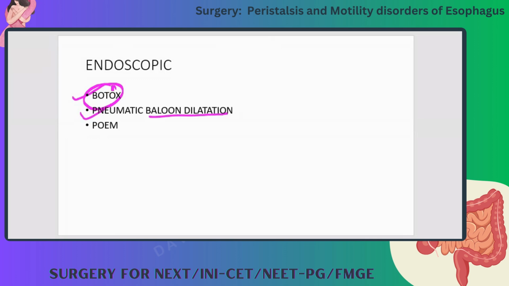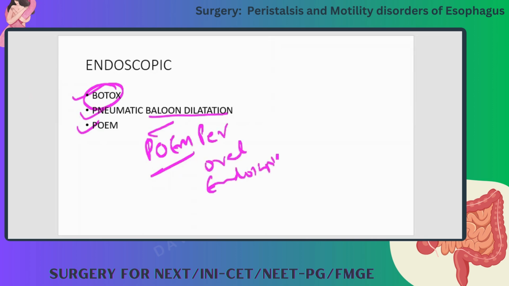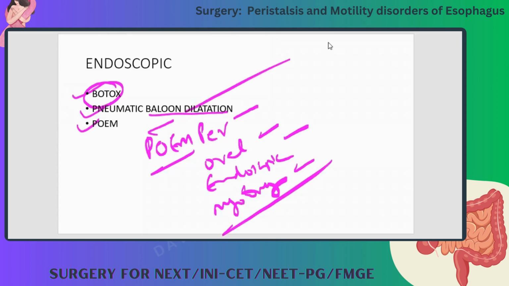You can do a balloon dilatation, pneumatic balloon dilatation, or there is a technique called the POEM technique. This is a recent advance, POEM, peroral endoscopic myotomy. You just put a scope inside peroral, and this is the esophagus. You give an incision there. You incise the muscle so that it will relax. It is known as peroral endoscopic myotomy.